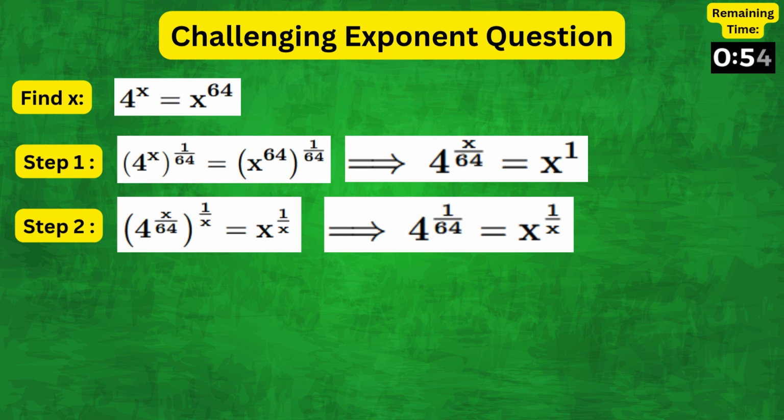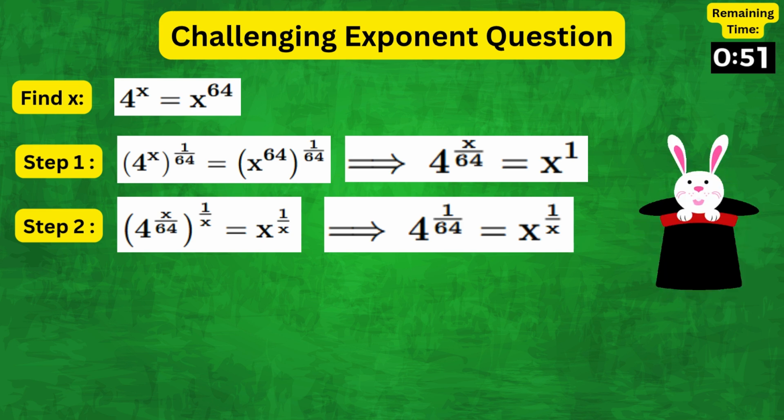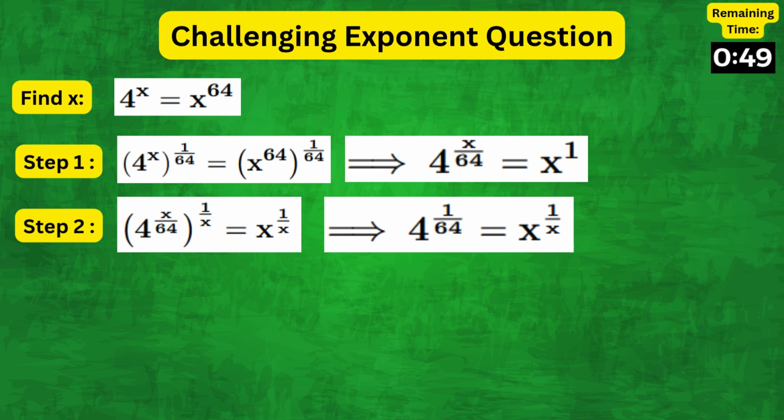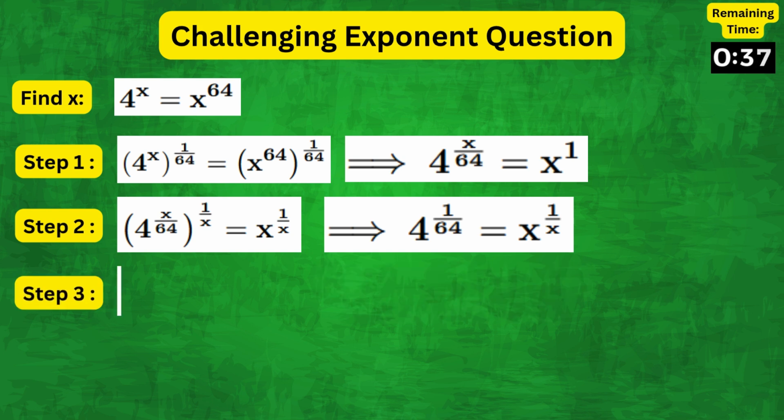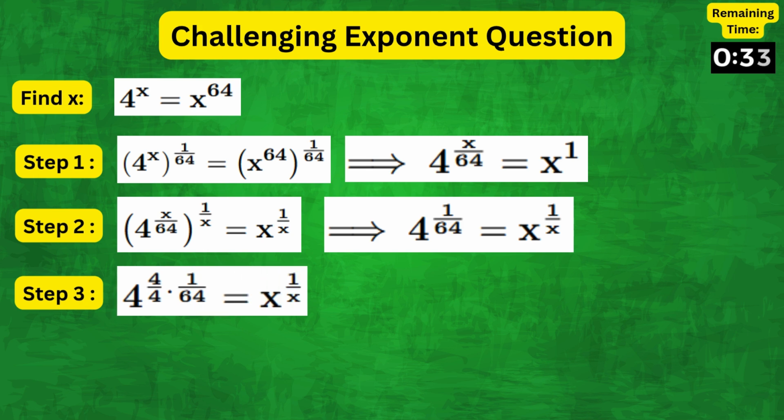Now that we have this form, we will use a special trick to solve for x. Can you guess what it is? We need to introduce 4 over 4 in the power on the left, and since this is equal to 1, it does not change the equation. Therefore, we can rewrite the equation as 4 to the power of 4 over 4 times 1 over 64 equals x to the 1 over x.